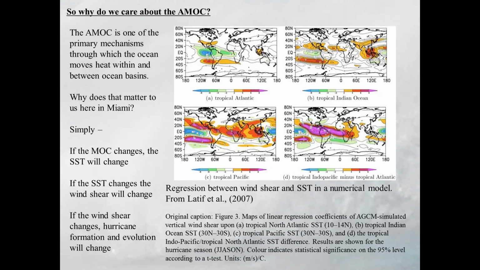This is a slide that's totally unnecessary for most of the people in the room, but why would you study the MOC? Well, you can think of the MOC as the primary mechanism that moves heat around in the global ocean, particularly moving heat north and south. And so why would that matter to you or anyone else? Well, let's think of ourselves here as people living in Miami. If you change the amount of heat moving north-south in the Atlantic, you're going to change the sea surface temperature. If you change the sea surface temperature, that's going to have an impact on the wind shear above the ocean, and that's going to change hurricanes.